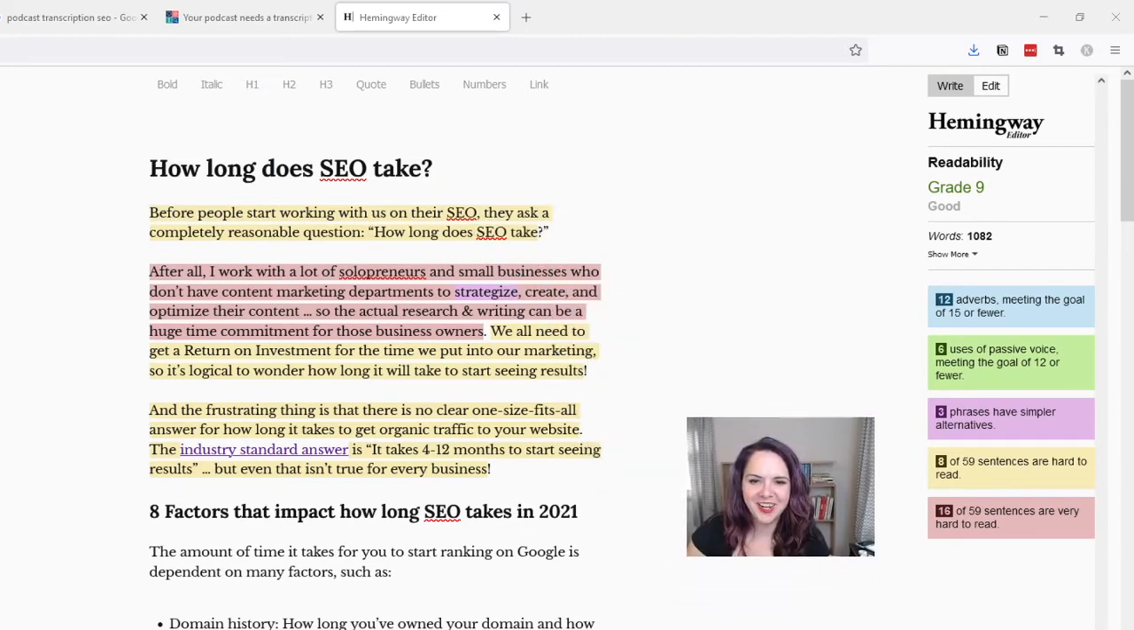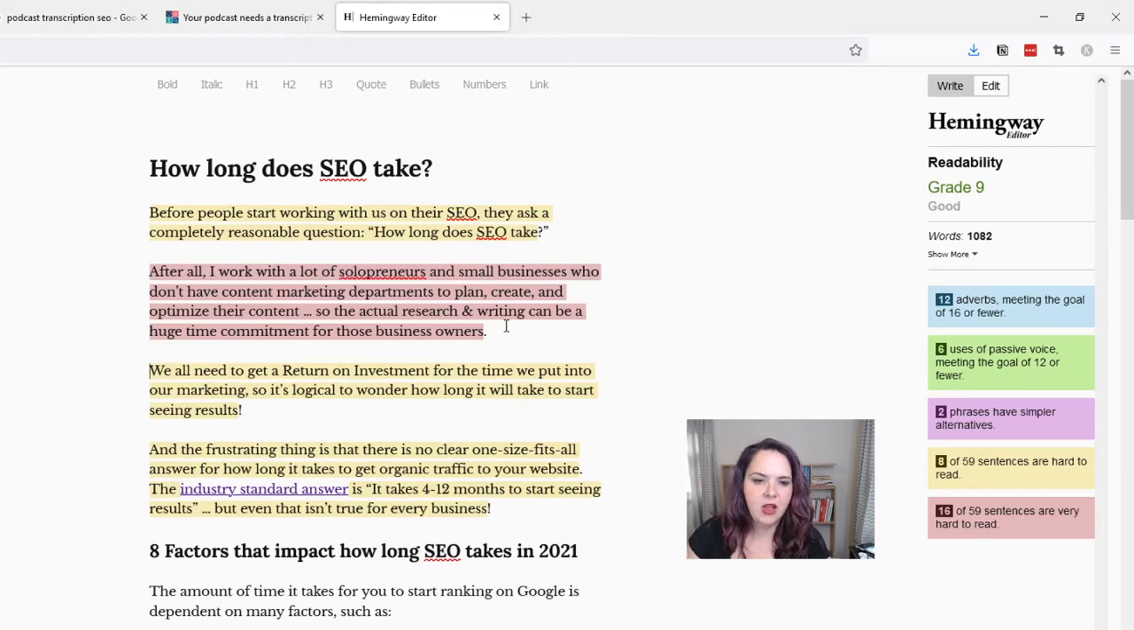Let me move myself over here so you can see what I'm doing. As you can see here, Hemingway is like, this sentence is a little bit hard to read. And this one's very hard to read. And sometimes there are words that have simpler alternatives. So instead of saying strategize, I could say plan, and that would make this easier. And these paragraphs are getting a little bit long. So after all, maybe I can remove this "after all" part. We'll see if this makes it easier.